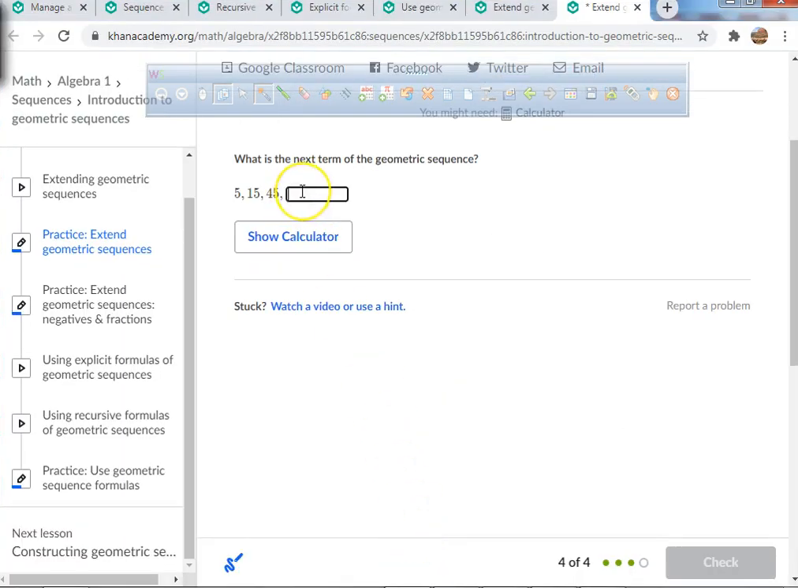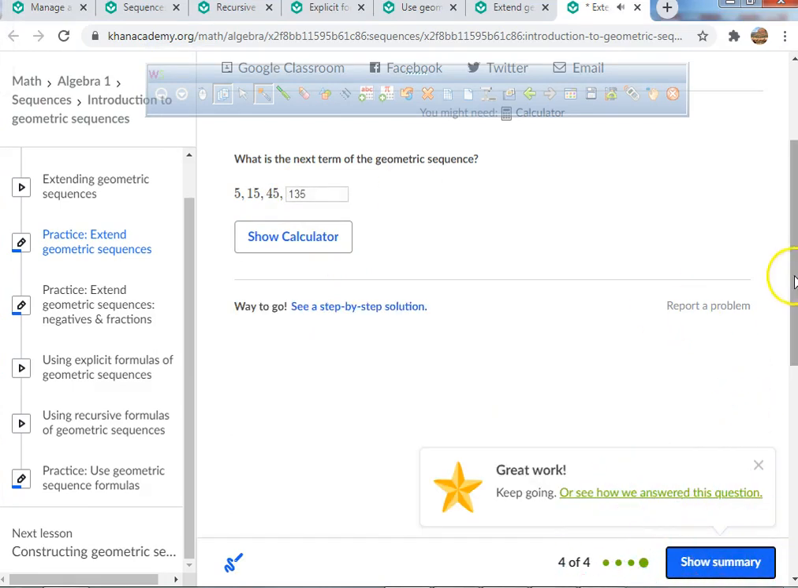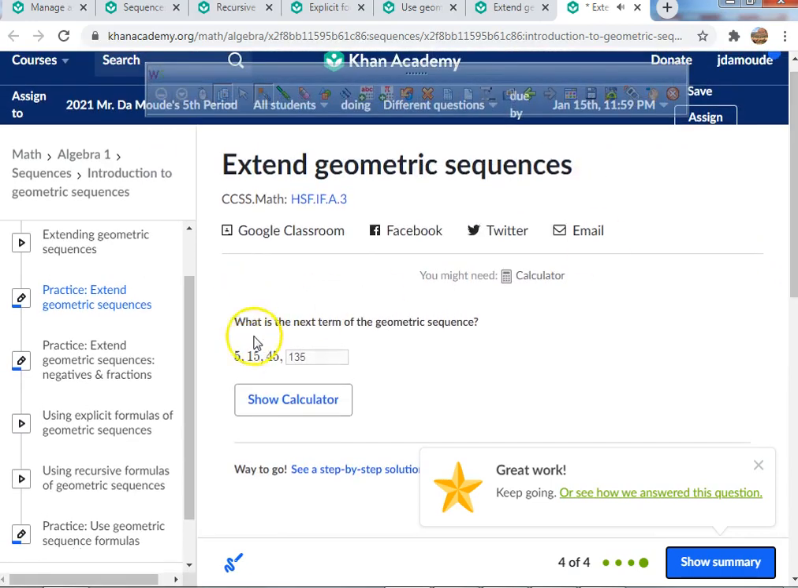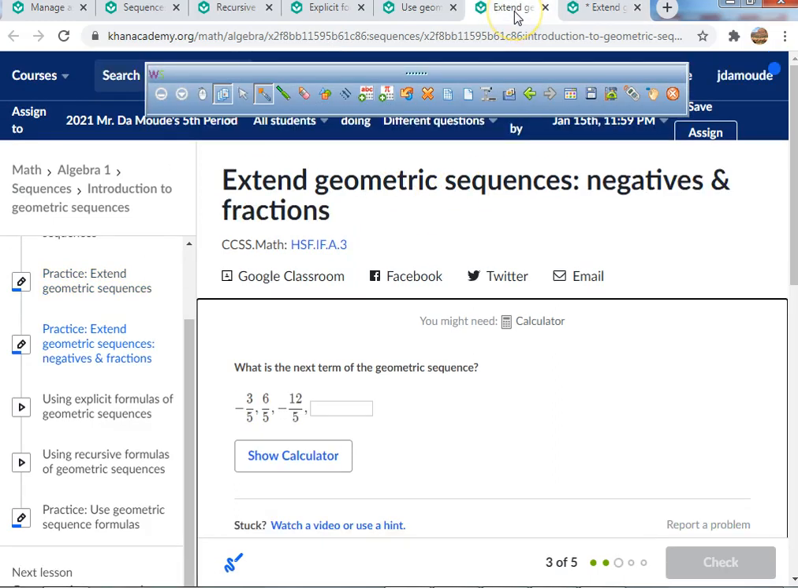See how easy that is? Super easy. I don't even need to make a formula. So that's all you've got to do: just take this term and divide it by the previous term. So take any two terms, take this one divided by the previous one, and you get your common ratio. That's extending geometric sequences.